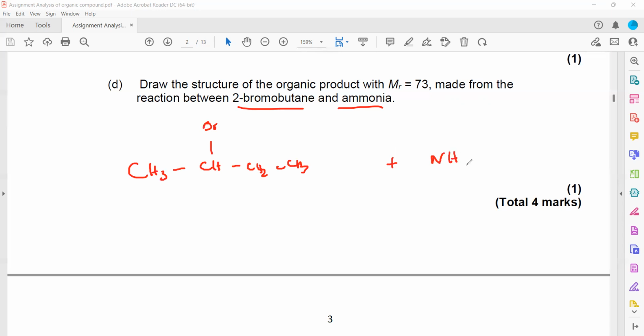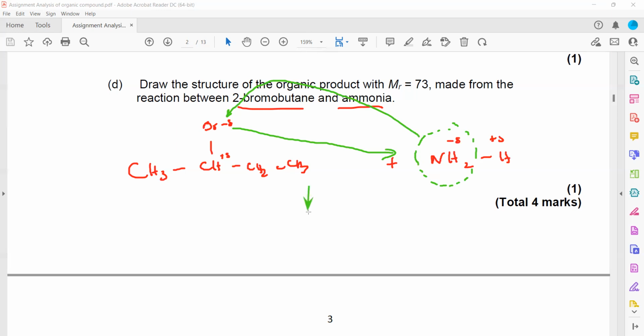In ammonia, the nitrogen end is partial negative and one of the H is partial positive. Here, bromine is partial negative and carbon is partial positive, as they have a difference in electronegativity. So it's a substitution reaction. This NH2 will take the position of bromine, and bromine will leave.